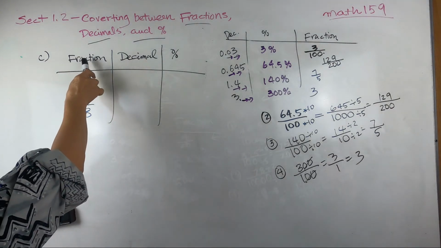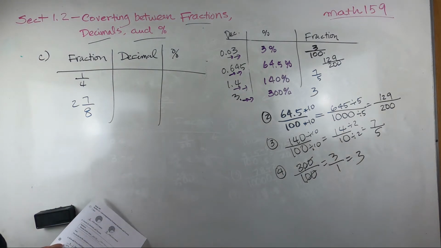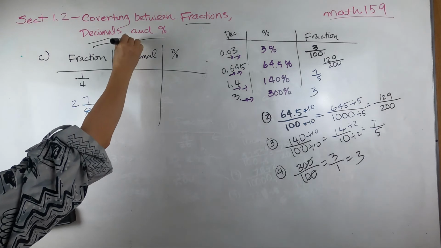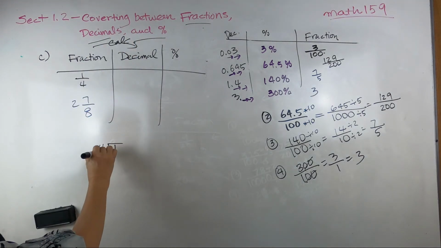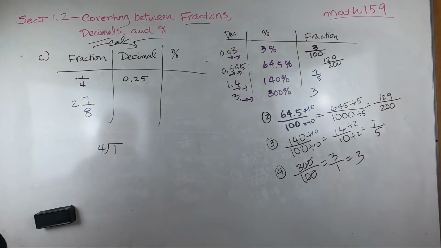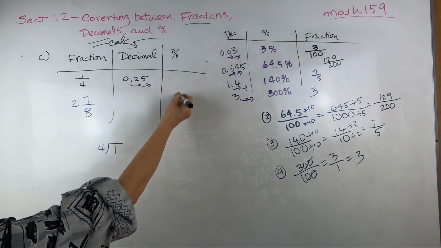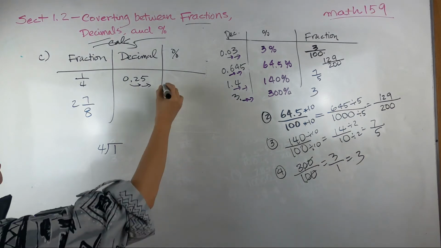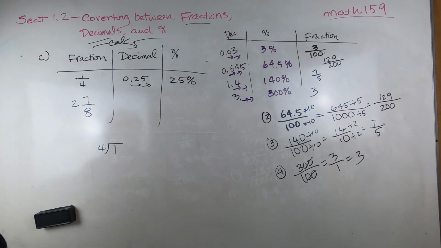So how do you change a fraction to a decimal? You can use a computer or calculator to help you. So 1 divided by 4 is what? 0.25. Just use the calculator. Then change it to a percentage. You move how many places to the right? 2 places. Then you add a percentage sign. Got it?